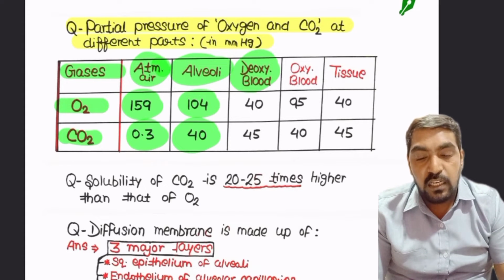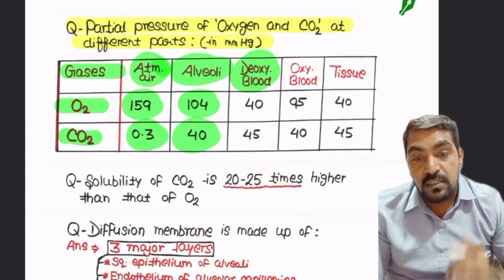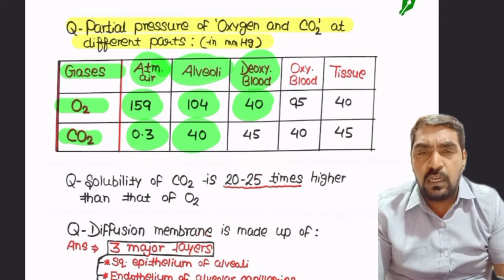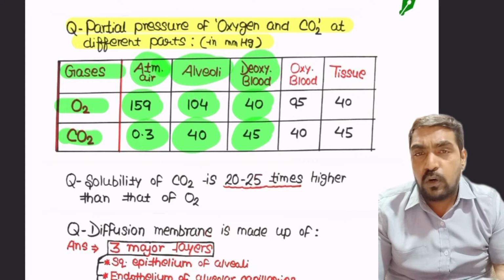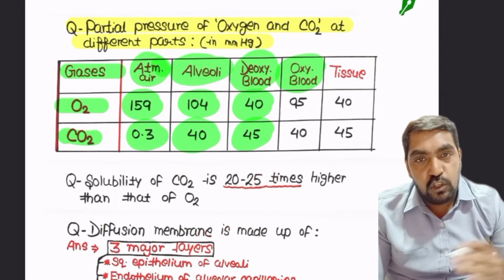Now the deoxygenated blood, the blood which has come through the pulmonary artery into your lungs, that time the partial pressure of oxygen is 40. It is definitely less because it is carrying deoxygenated blood. And carbon dioxide is 45. So it has more of carbon dioxide. Now after there is exchange of gas, what happens?